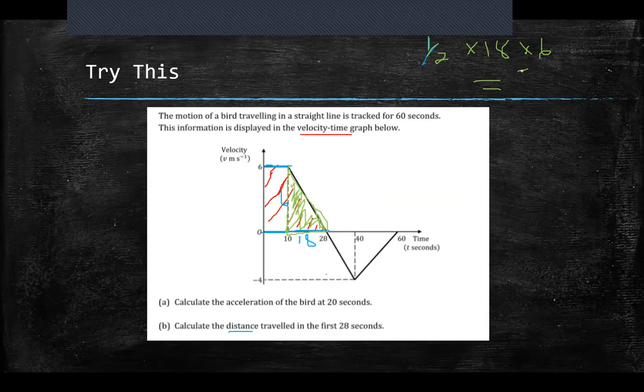Okay, so this is 54. Then find the area of the rectangle, add the two areas.